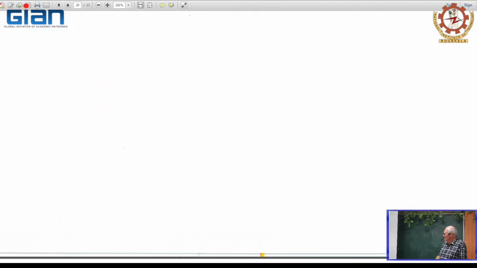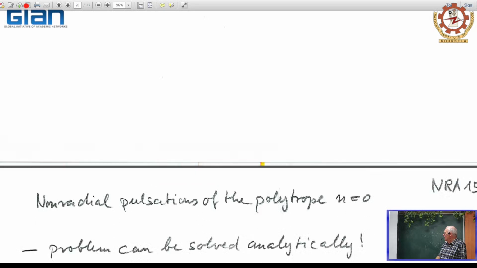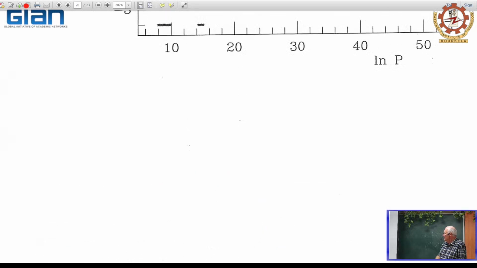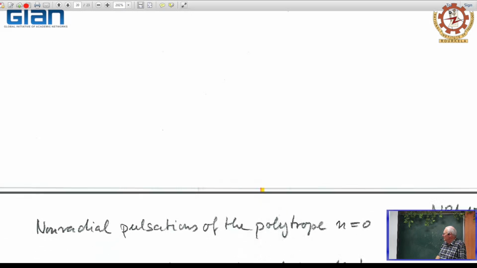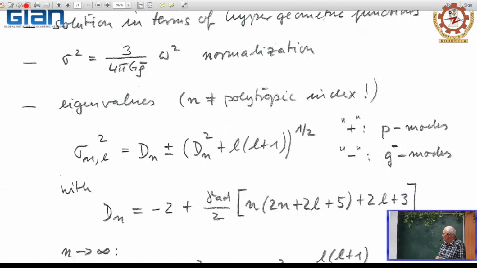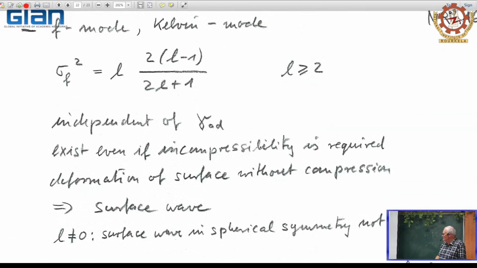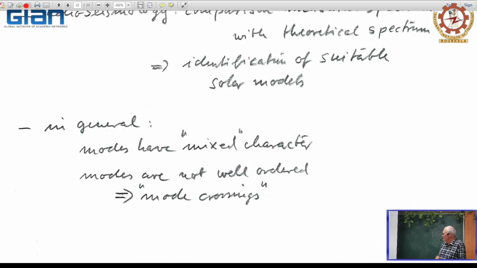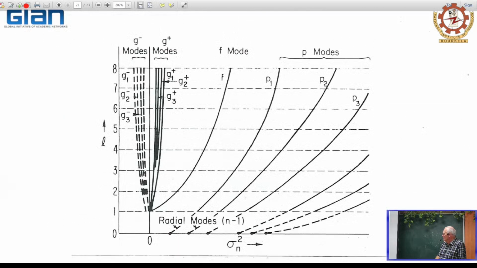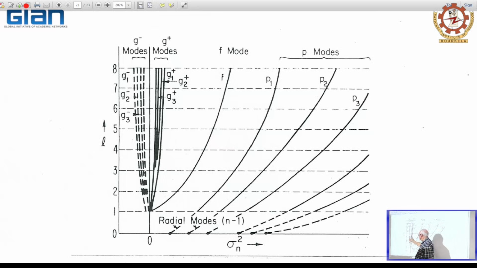Okay, so let me just give you a small illustration of what we found so far. In a schematic way, the modes which we found so far may now be described as the g plus and g minus modes, if we have convectively stable or convectively unstable domains.